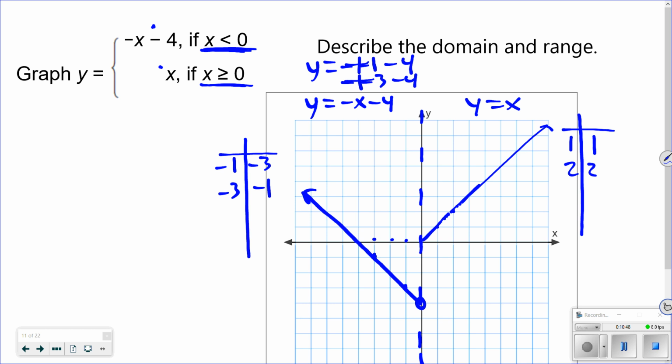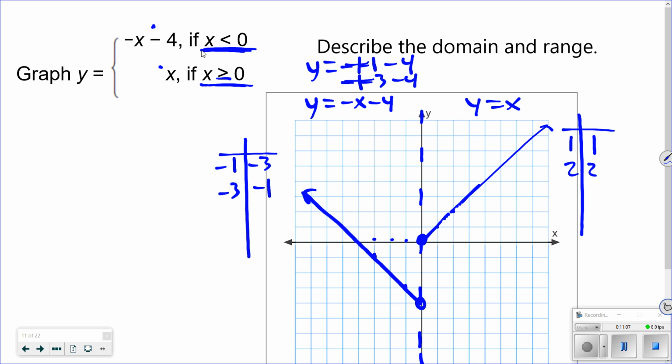When I get back to the boundary, decide if it's open or closed. That one has the equal sign, so we're going to do a closed dot. Okay? And that's what our graph looks like. So if you always draw the boundaries, write each equation above each part you're going to graph, and then it's just a matter of graphing lines. And again, tables work really nice for these.